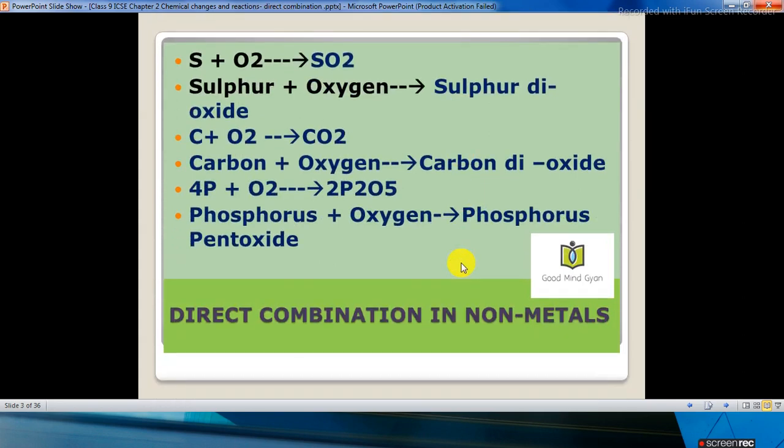Direct combination can also occur with nonmetals like sulfur, carbon and phosphorus. Sulfur reacts with oxygen to give sulfur dioxide. Carbon reacts with oxygen to give carbon dioxide. Phosphorus reacts with oxygen to give phosphorus pentoxide. So in all these cases, you can see that nonmetals, sulfur, carbon and phosphorus are reacting with oxygen to give the respective products.